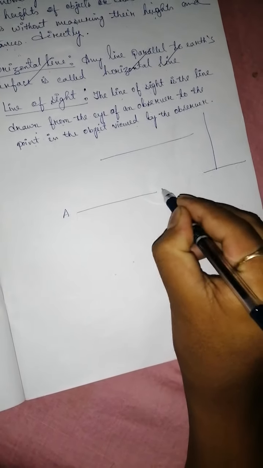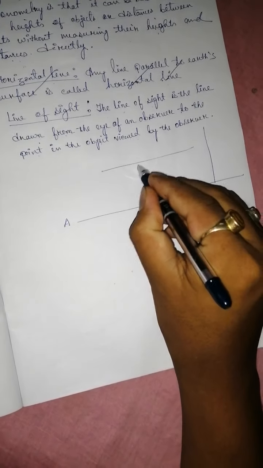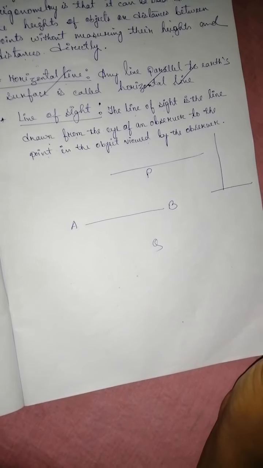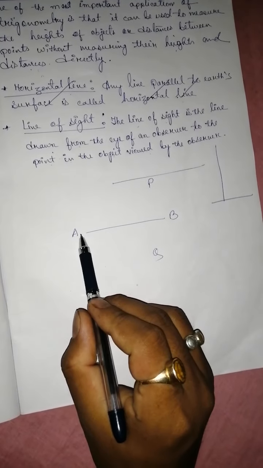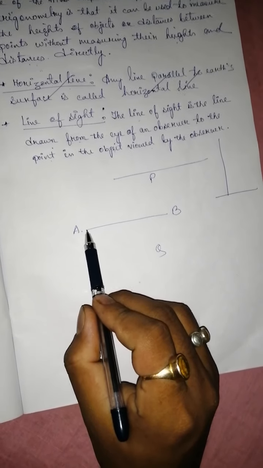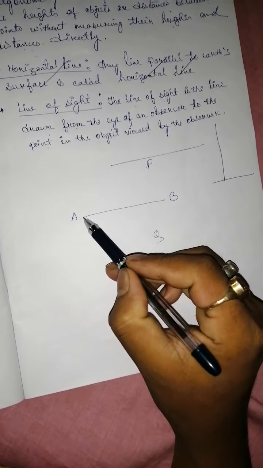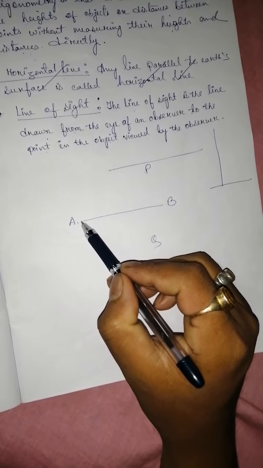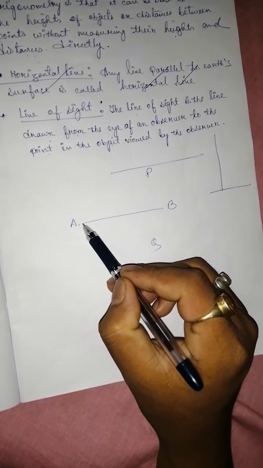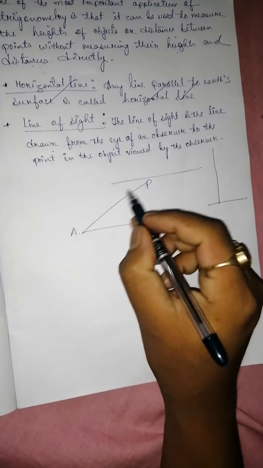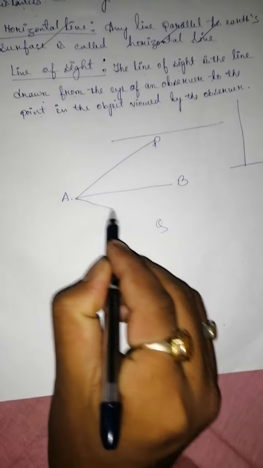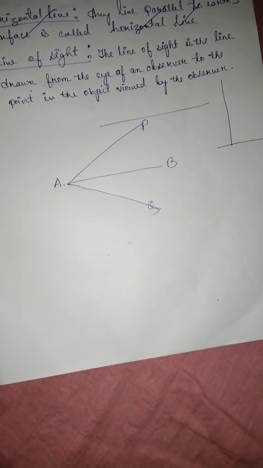Suppose AB is the horizontal line. P and Q are 2 points. Suppose the position of the eye of the observer is at A. If the observer looks at a point P from A, then the line AP is called the line of sight of point P. Similarly, AQ is the line of sight of point Q.